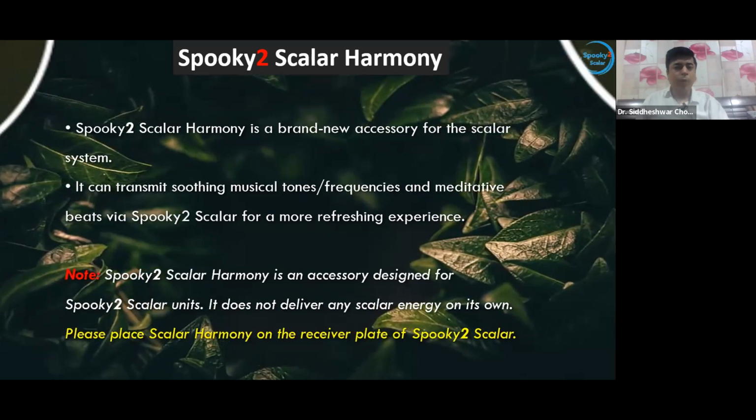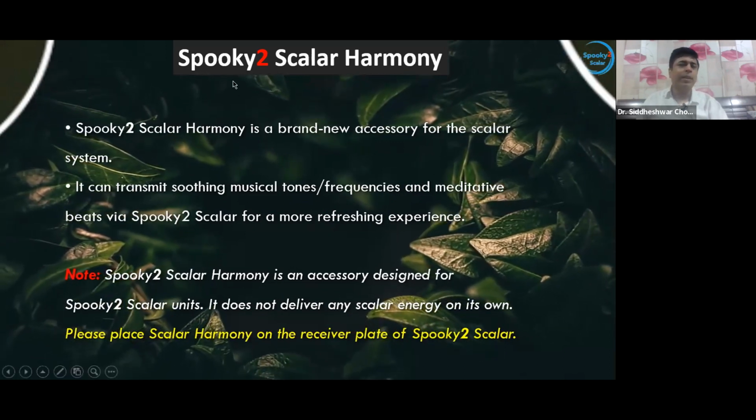Okay. Now we quickly go to the new accessory which Spooky2 has launched. It's my duty to explain what this accessory does. And the name is very apt for the purpose. It is called Spooky2 Scalar Harmony. Okay. Why has this accessory been designed? First of all, as I understand, we all are tuned to the sound waves around us. We resonate very well with the sound waves, right?